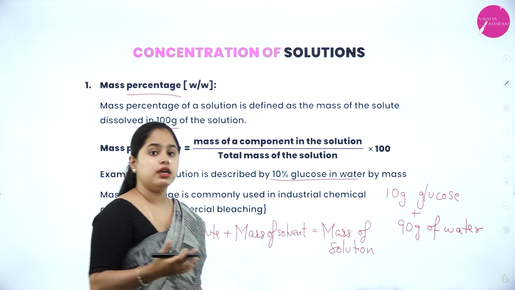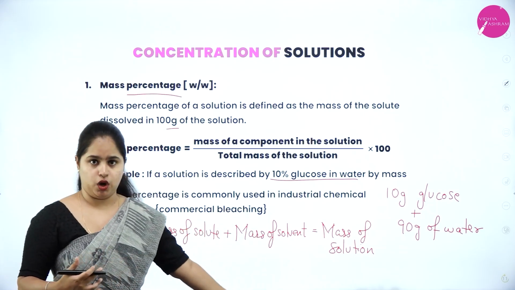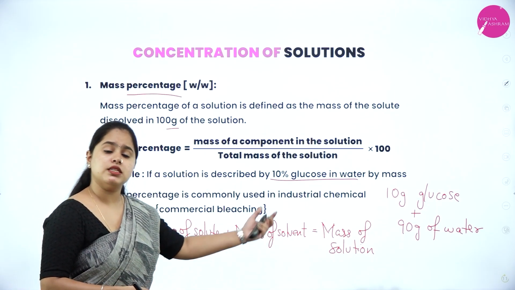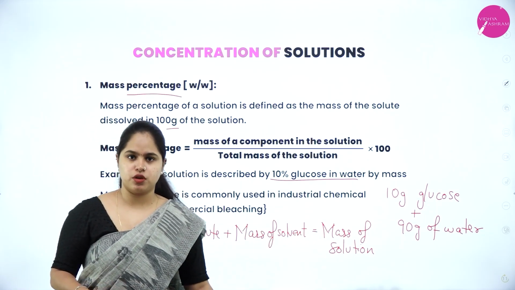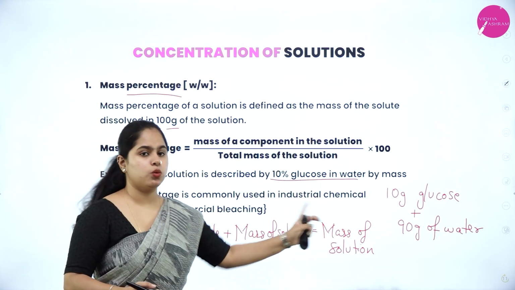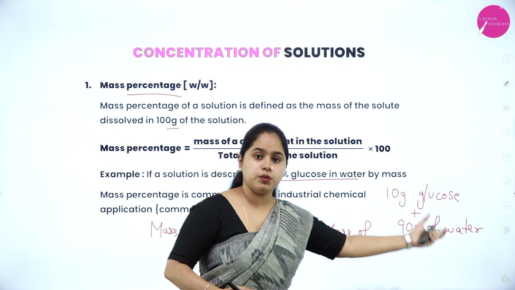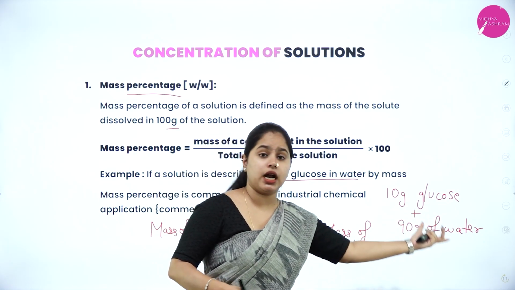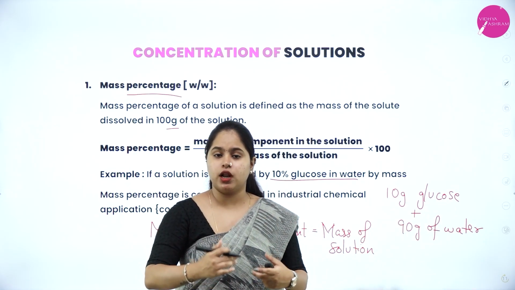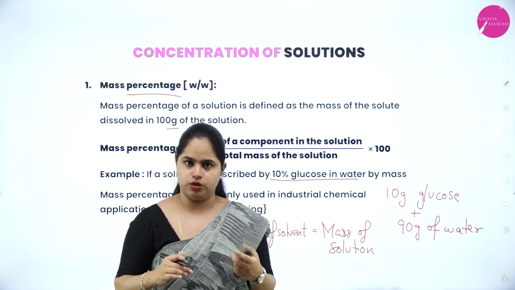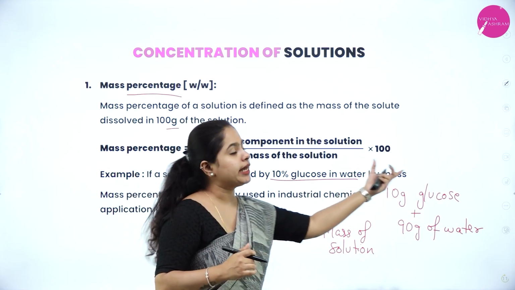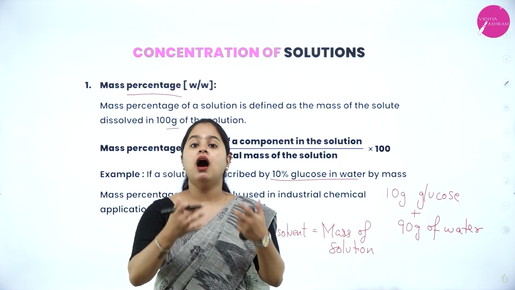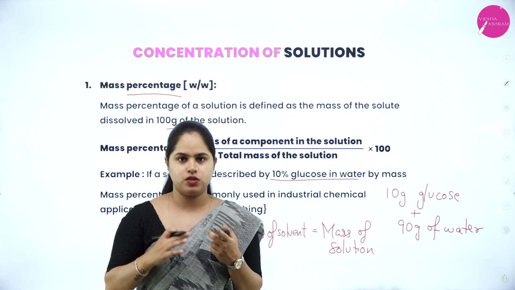Yes, a solution is made up of solute and solvent. So, the mass of solute plus mass of solvent will give you the mass of solution. So, 10% glucose in water means 10 gram of glucose is dissolved in 90 gram of water, which gives a total of 100 gram of solution. Clear? That is 10 gram of glucose is present in 100 gram of solution. You can also say it like that.